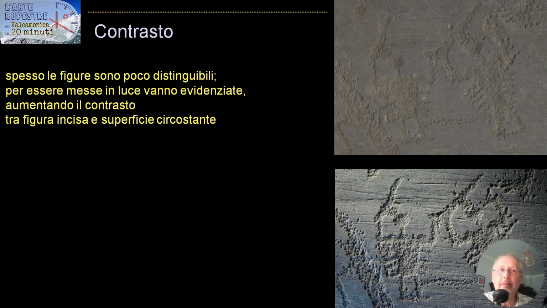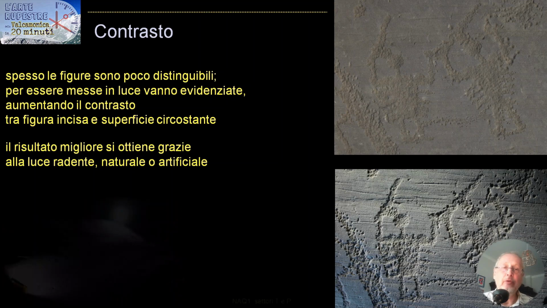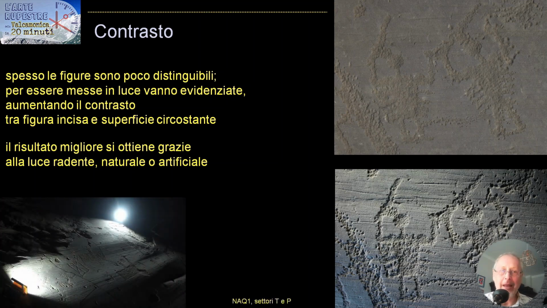The ideal choice for obtaining contrast is the use of grazing light. It is a light source which is oblique with respect to the engraved surface. Such a grazing light can be natural or artificial. Here we see sector T, one of the most interesting areas of the Great Rock, illuminated by 2 lamps arranged on the right and on the left at night, in order to take photographic images with artificial grazing light.